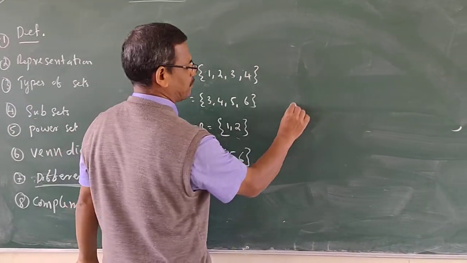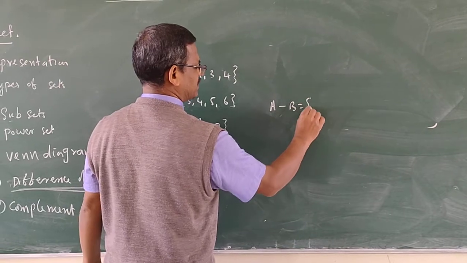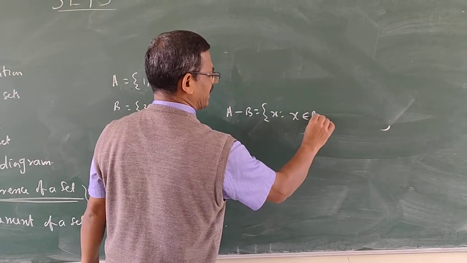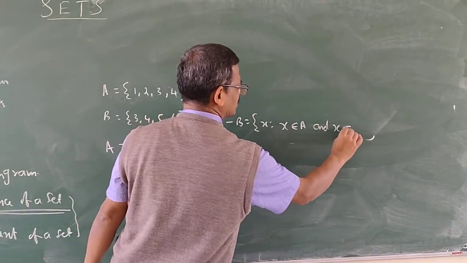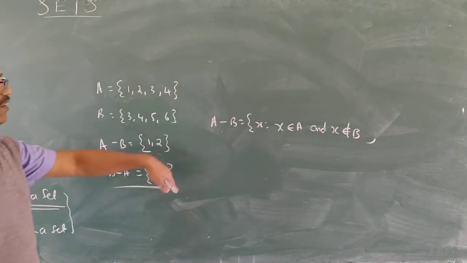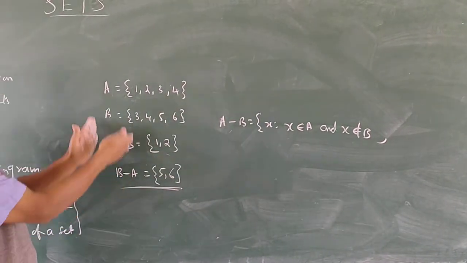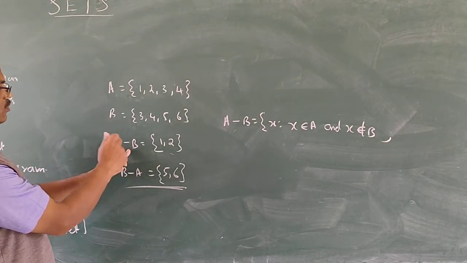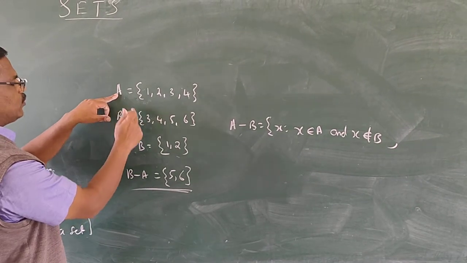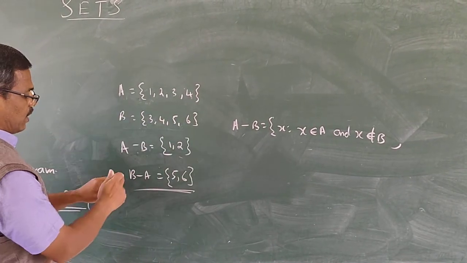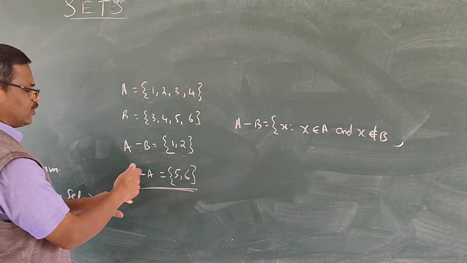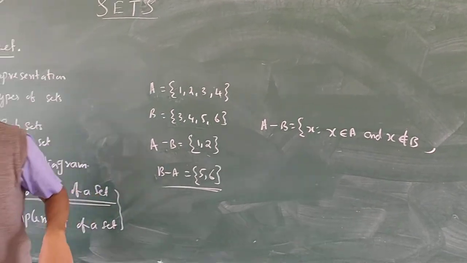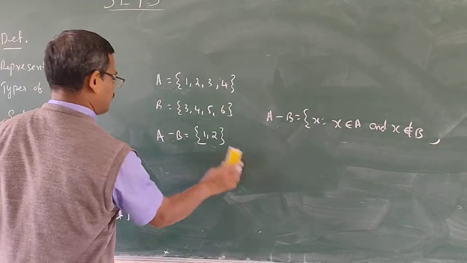Symbolically, it will be written that A minus B is equal to the set of all x such that x belongs to A and x is not in B. This is the way the definition will be written. I have shown this with the help of an example. A and B are there. When you want to find out A minus B, the difference of A and B, from A you remove the elements of B. If you want to find out B minus A, from B you remove the elements of A. So that is the difference of two sets.